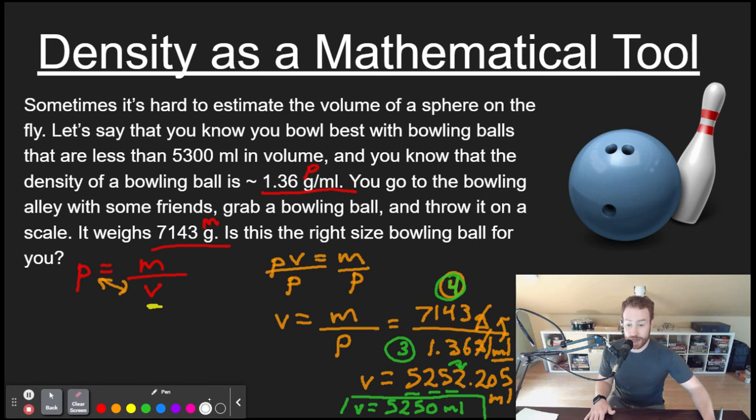So to answer the question, yes, this is a great bowling ball for you because you like bowling balls that are less than 5,300 milliliters in volume, and this one indeed is less than 5,300 milliliters in volume.